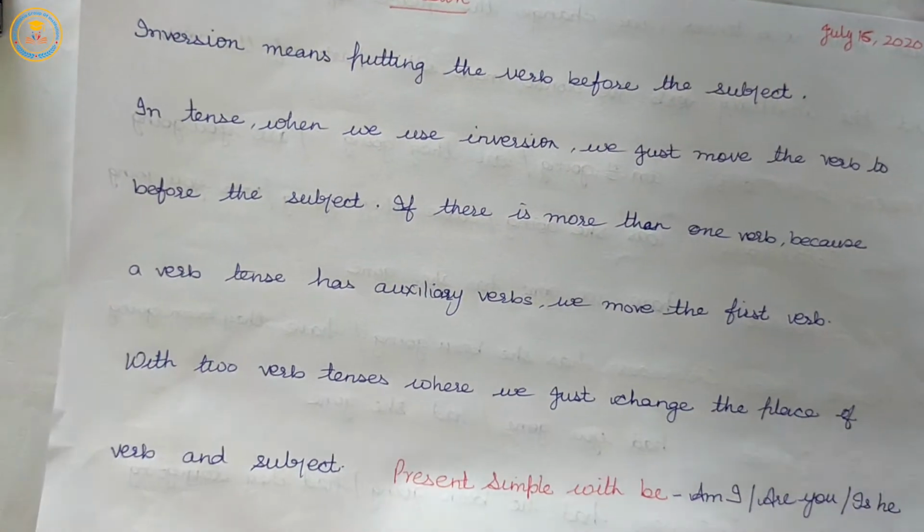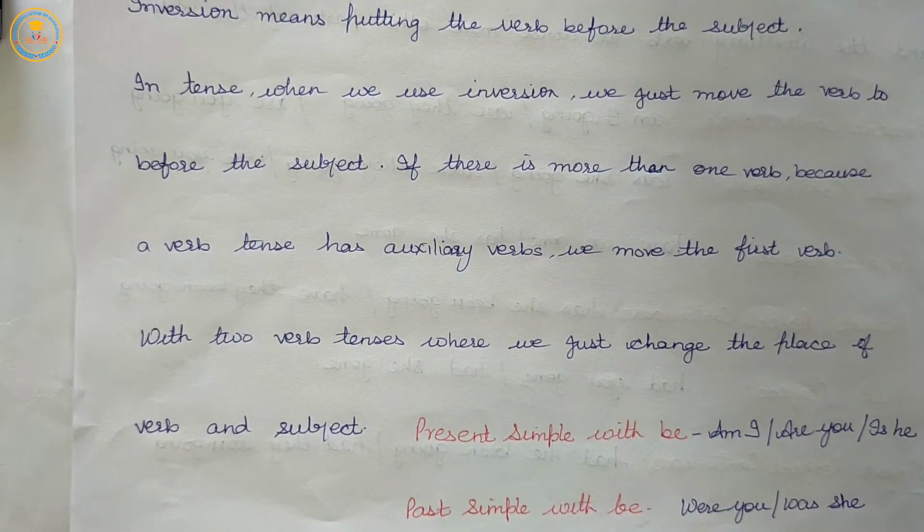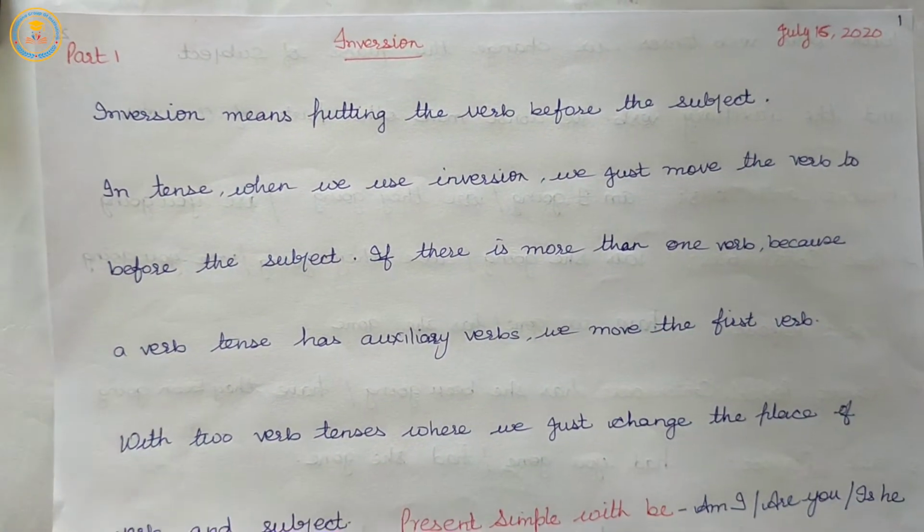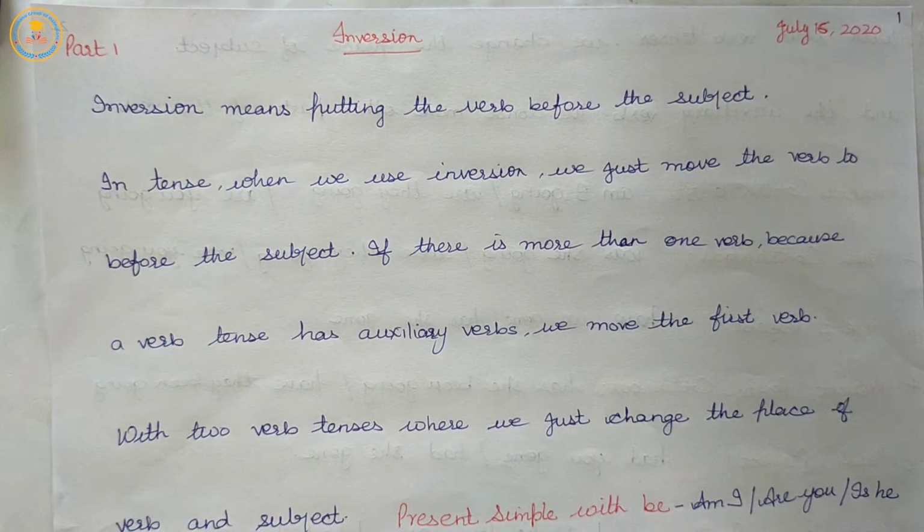So, inversion means putting the verb before the subject, and when we use inversion, we just move the verb to before the subject. And if there is more than one verb, because a verb tense has an auxiliary verb, we move the first verb. With two-verb tenses, we just change the place of the verb and subject, or you can say subject and the verb.